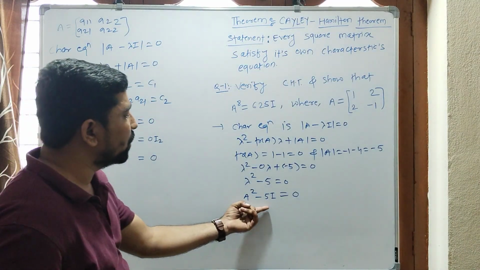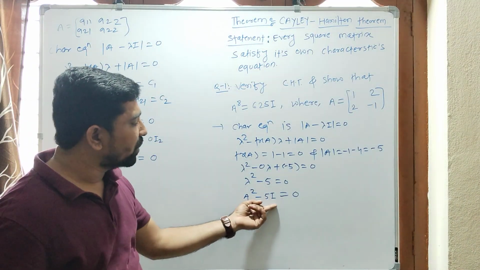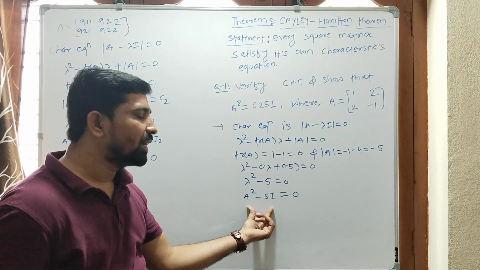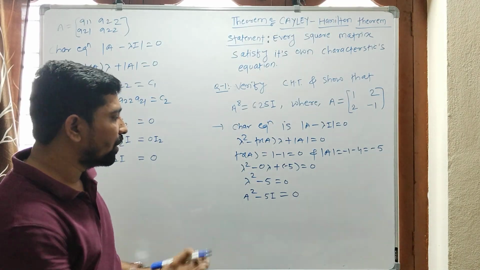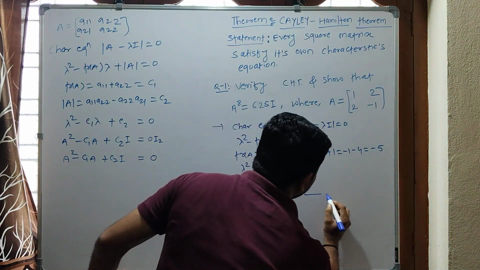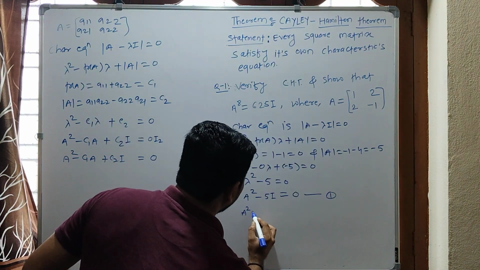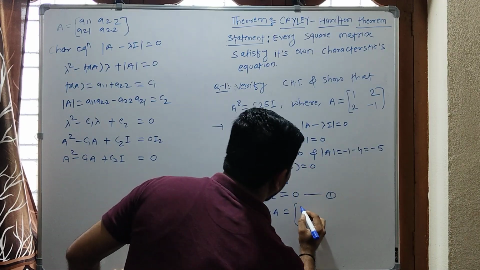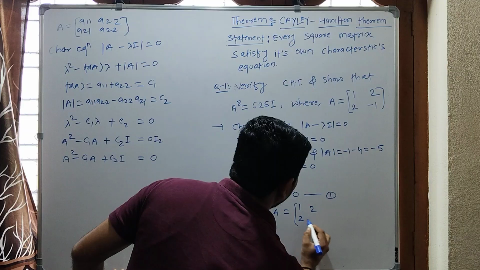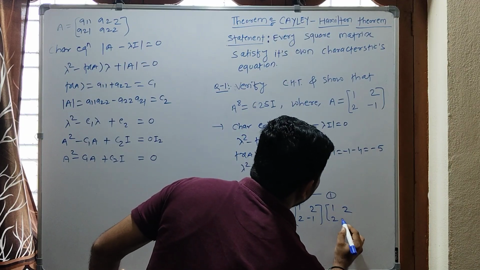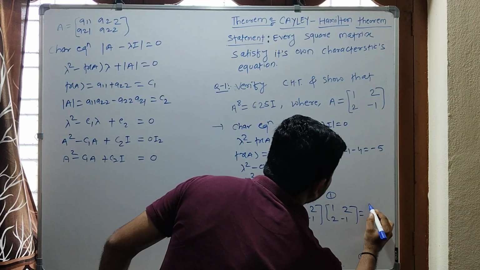Now if I am able to prove that A square minus 5I is again a matrix of order 2 cross 2 having all entries 0, then it is proved. Now find A square. I will call this equation 1. A square equals A into A, which is equal to, here A is 1 2, 2 minus 1, and again 1 2, 2 minus 1. This is my A square.